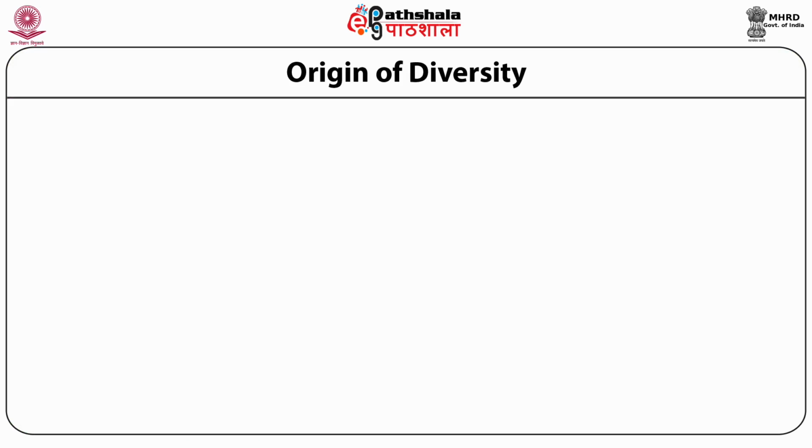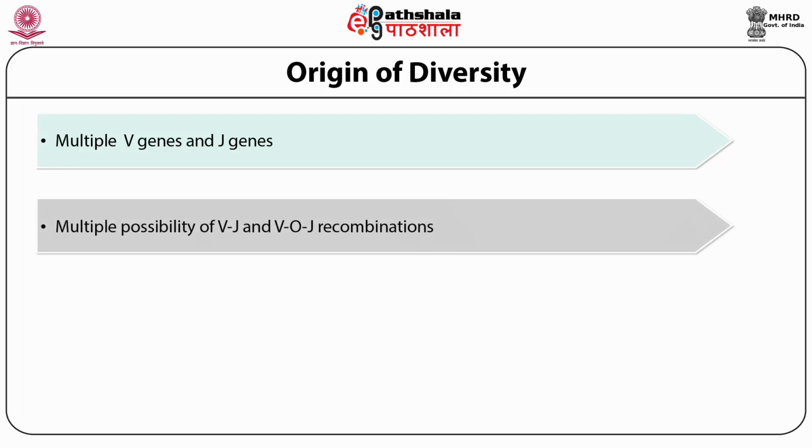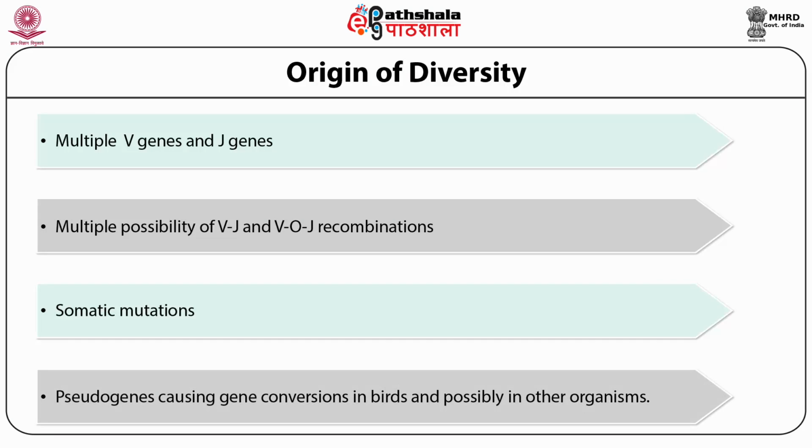So, the origin of diversity seems to be not one but several. To start with, we have multiple V genes and J genes which already occur. Then we have multiple possibilities of VJ and VDJ recombinations in the case of heavy chains. Then we have the possibility of somatic mutations. In birds at least, and possibly in other organisms, we also have pseudogenes causing gene conversions.